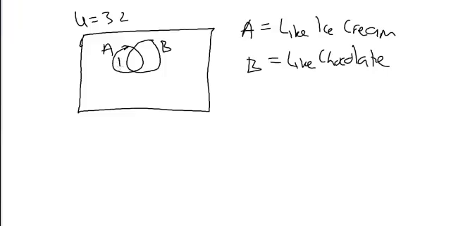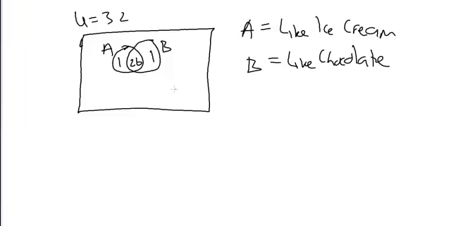Say there are 26 people who like chocolate and ice cream. So this area, which is both A and B, would then have 26 people. And then this area is within A, but not in B. So there's one person who likes ice cream, but doesn't like chocolate. And there's one person who likes chocolate, but doesn't like ice cream.